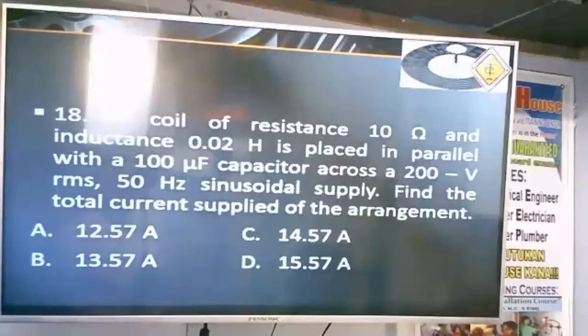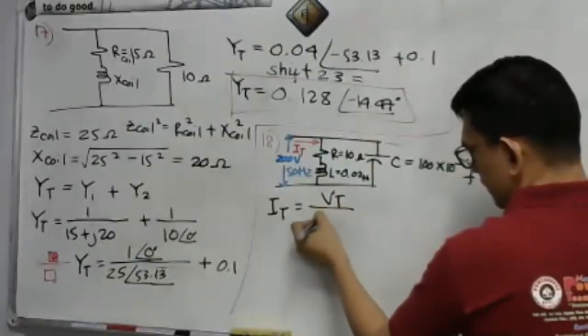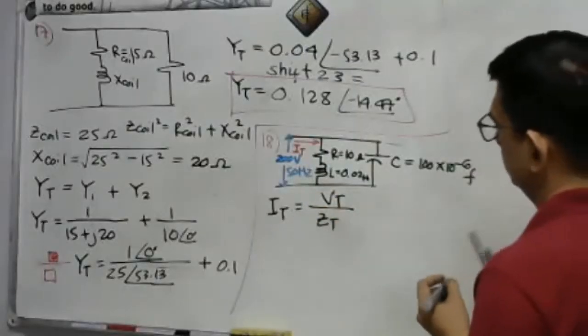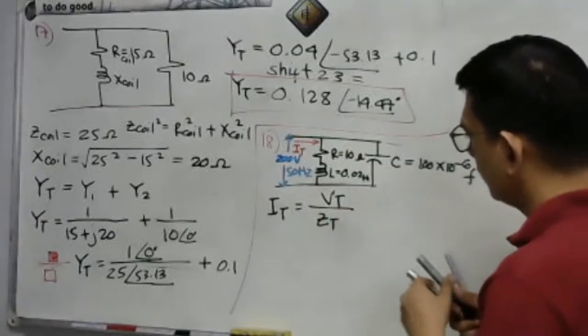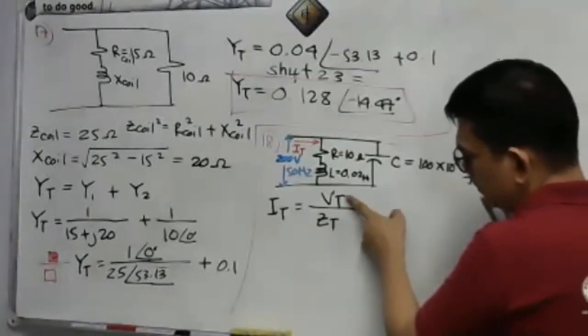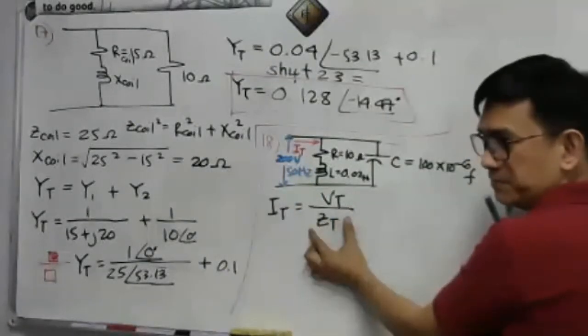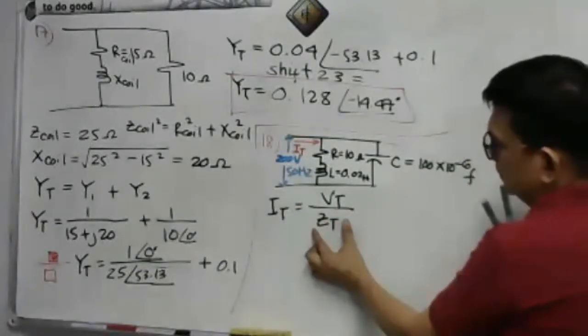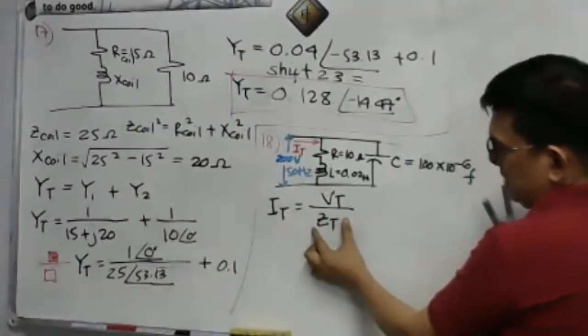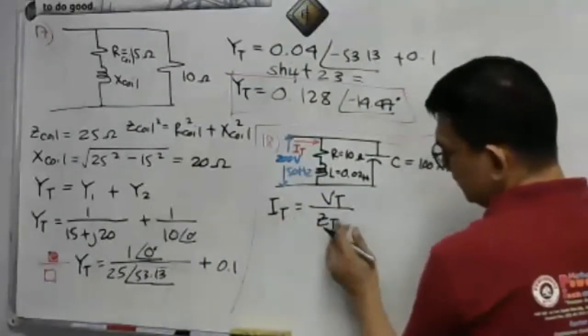Okay, working formula, guys. The total current here, there's so many ways to get this, no? So, the total current is simply equal to the total voltage over total impedance, right? One way of getting this is how? We already have the total voltage, right? Get the total impedance. Take a look here. How to get the total impedance?